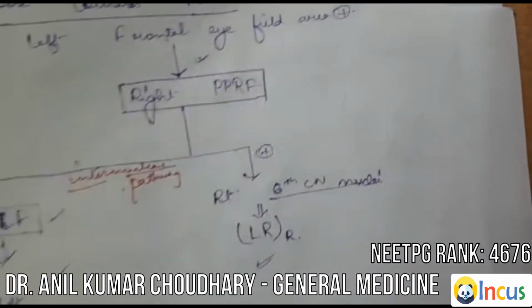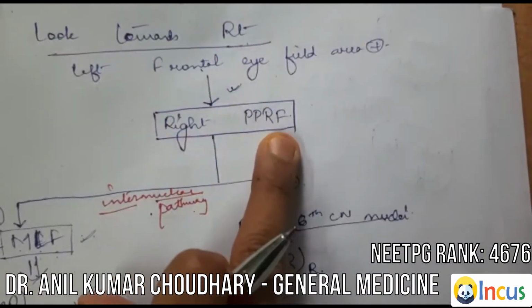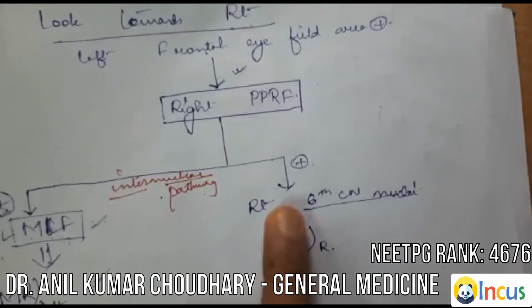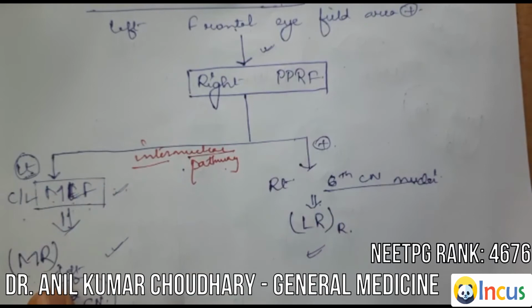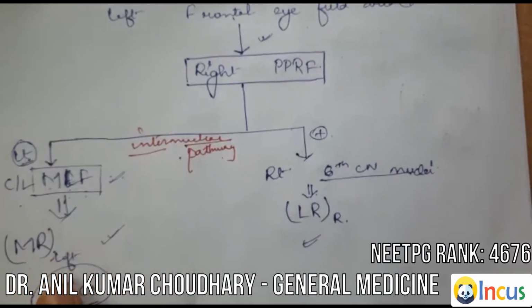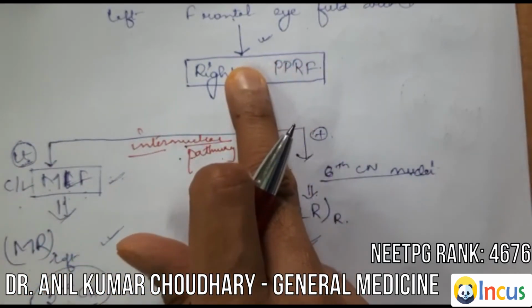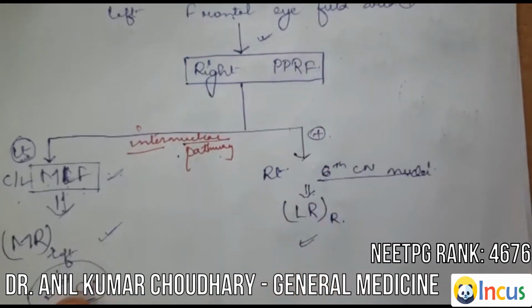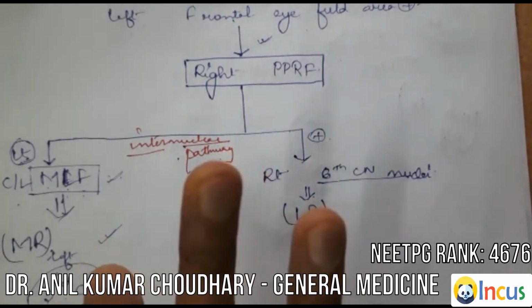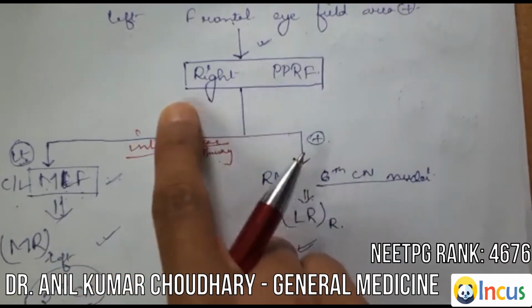Just a quick review if you have forgotten. Parapontine reticular formation was controlling the 6th cranial nerve of the same side as well as the medial longitudinal fasciculus of the opposite side, which in turn was controlling the medial rectus. So we can say that the parapontine reticular formation was carrying the ipsilateral lateral rectus as well as contralateral medial rectus. Clear? We may repeat this.